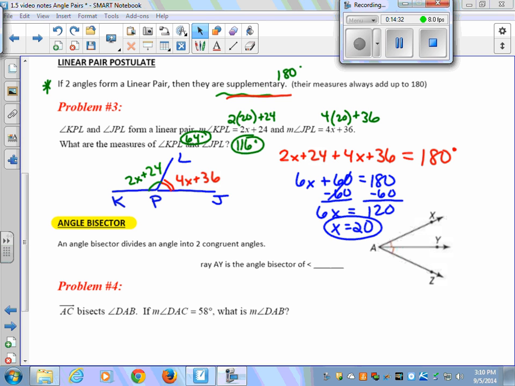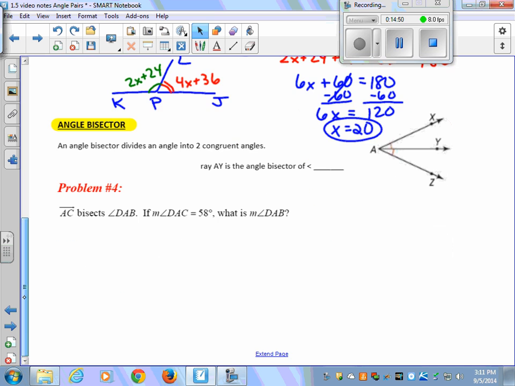Okay, so you tried that on your own, and here's the answer. You solve for x, you get 20. You plug 20 back into the original expressions for these two angles, and we end up with 64 degrees for KPL and 116 for JPL.